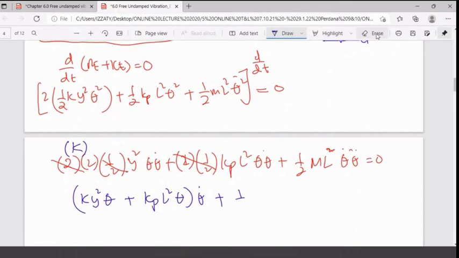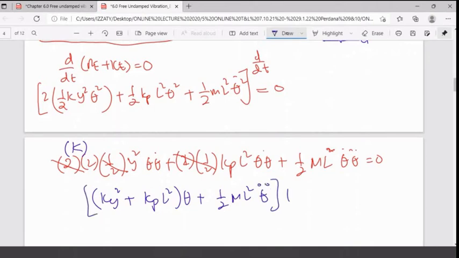It's not correct. Sorry. It's correct. I'm going to simplify the whole thing. It's much easier rather than keep writing the same equation every time. So I'm going to simplify. This one is k just now, y square, put it here, theta. Then it's correct. Plus this one is half m L square, you have theta double dot. Then you put a big bracket here, theta not equal to 0.